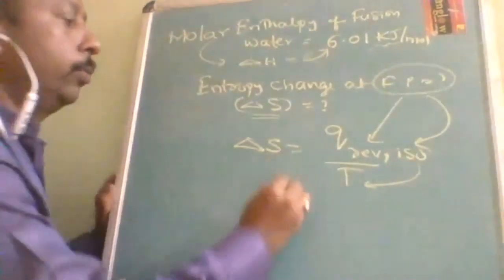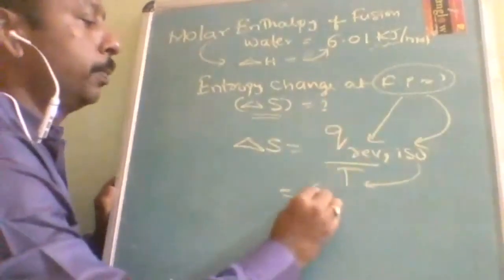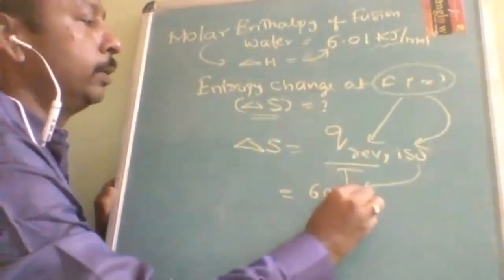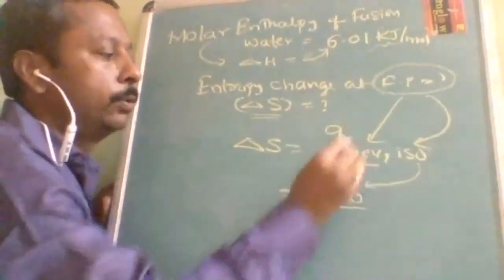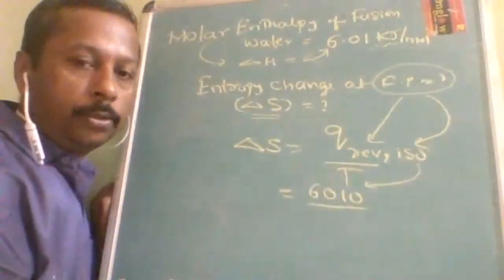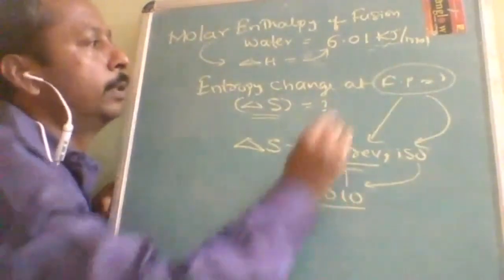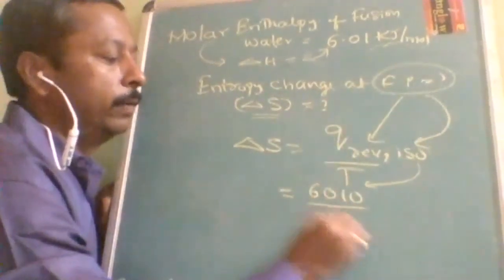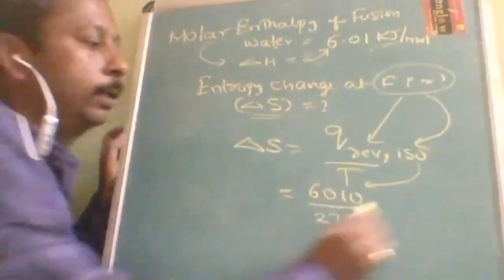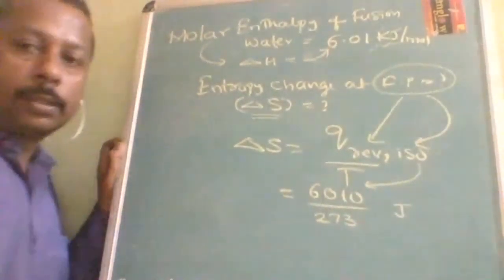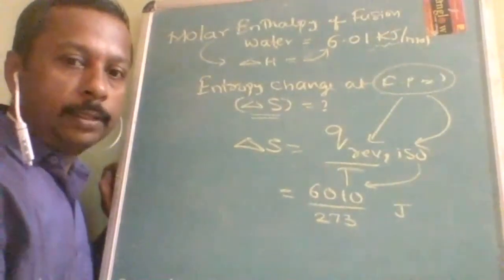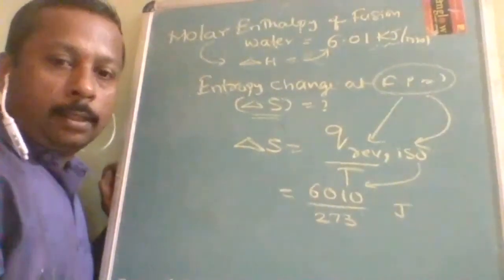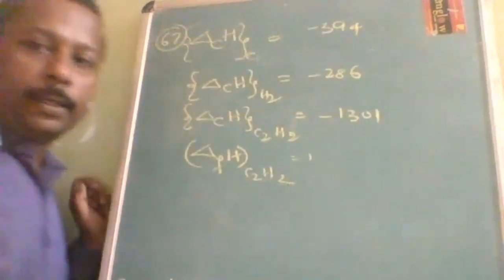Understood? So Q reversible will be 6.01 times 10 to the power 3 when it is converted into joules. Always you should make sure that the enthalpy should be in joules. Temperature at freezing point will be 273. So on simplifying, you will get the answer in joules. Answer should be in joules. Is it understood? This is okay.